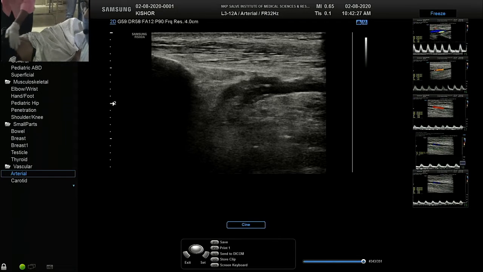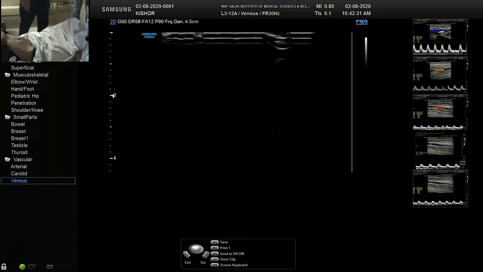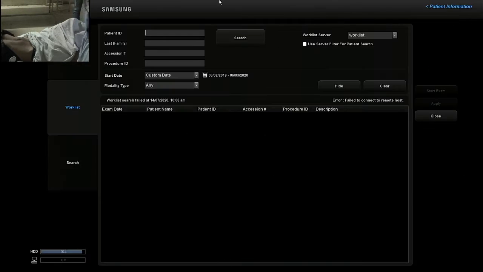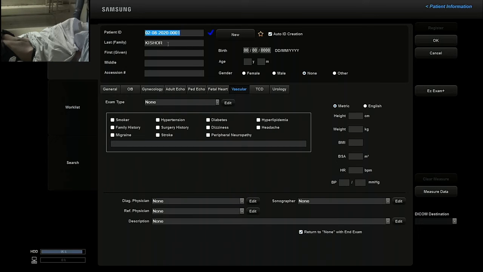So we'll go to probe selection and do a venous selection here.